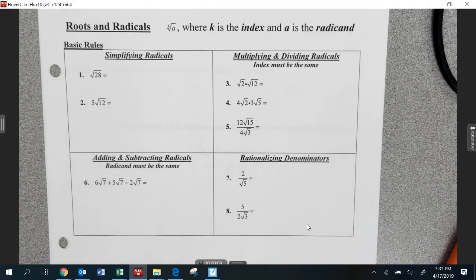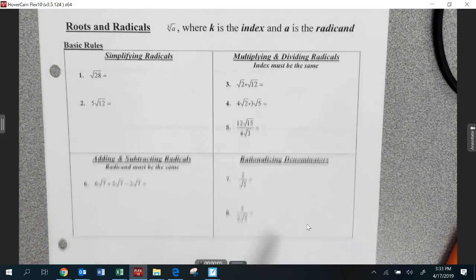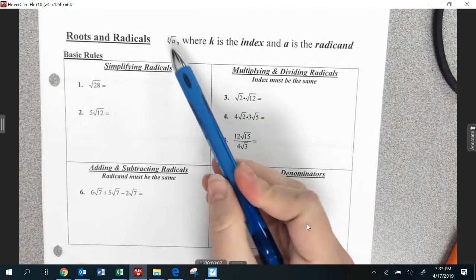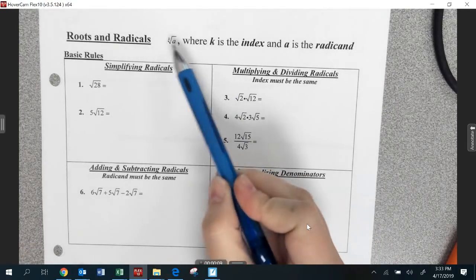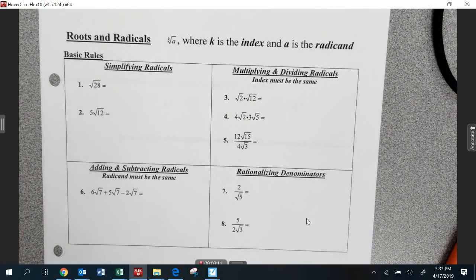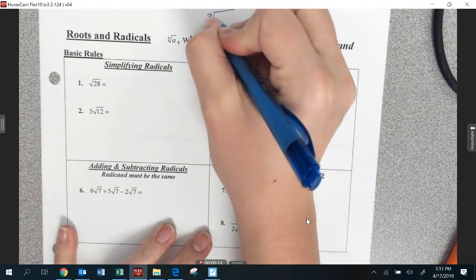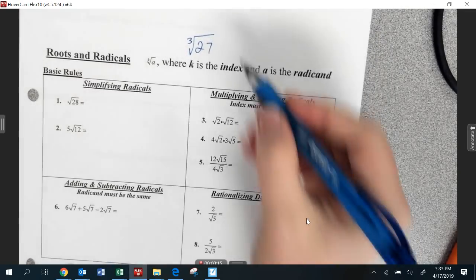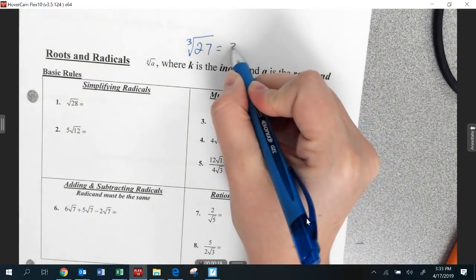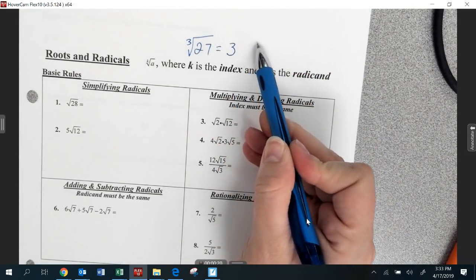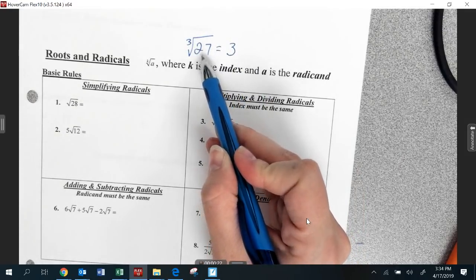All right, so for this video, we are going to look at the roots and radicals notes. Just a quick little intro. When we talk about a root or a radical, we're talking about things like the cube root of 27, which could be evaluated down to equal 3, since 3 cubed gets me back to 27.